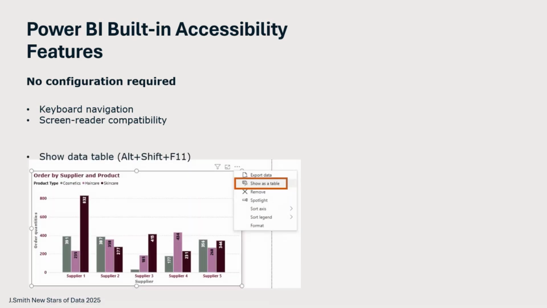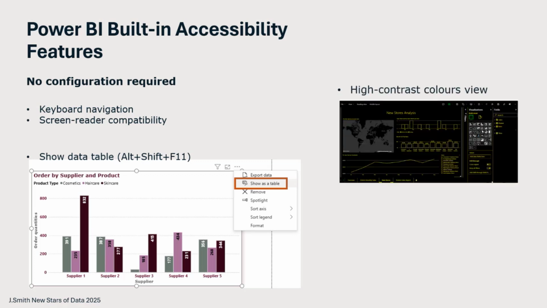We also have the show data table. So users can view the data in a tabular format by selecting the three dots and the option show data table, or using the shortcut Alt-Shift F11. And the table is screen reader friendly. Next, we have high contrast color view. So Power BI Desktop automatically detects which high contrast theme is being used in Windows and applies those settings. Power BI Service also attempts to detect the high contrast settings, and you can also change it manually.